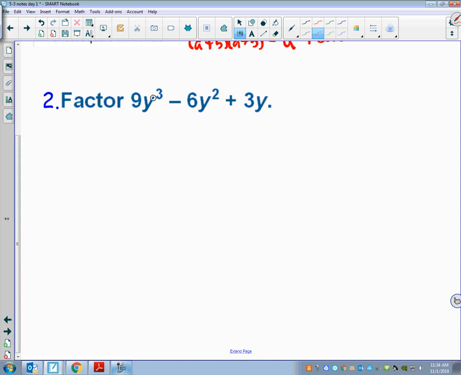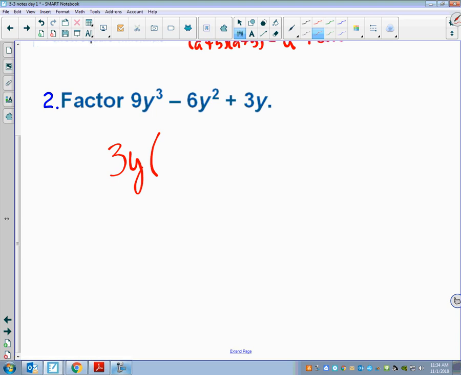So first thing, you should always look for your GCF first, and then maybe there's something else to do. But right away in this, I see a GCF. What's a common factor in all of these? I could take a 3 out of all of these, and I could also take a y out of everything. And when I say take out, that usually means divide out, right?